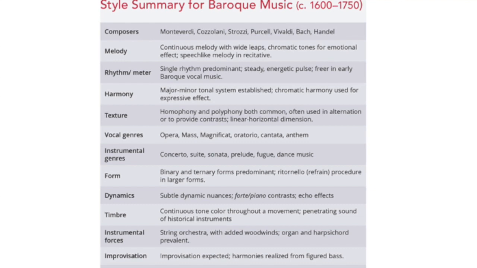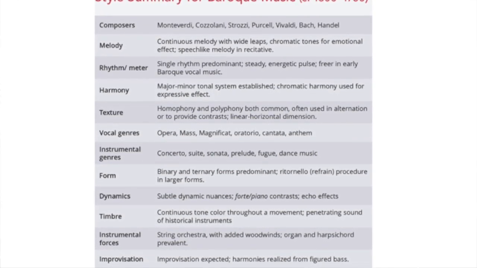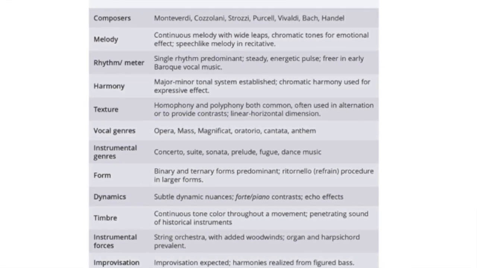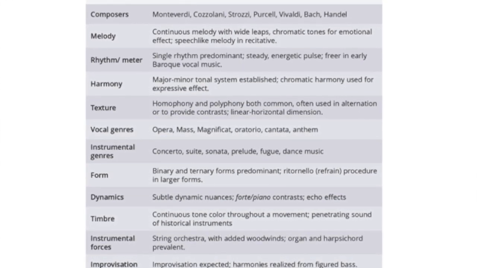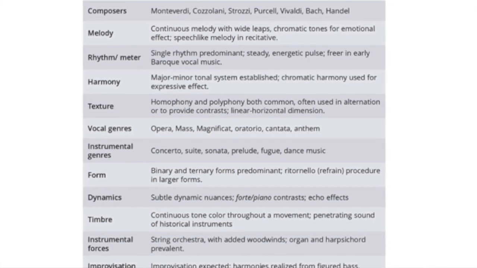And here is a style summary of the music of the Baroque period from 1600 to 1750, the various composers that we talked about, and how they use rhythm and meter and harmony and the vocal genres and instrumental genres. So this is a nice little snapshot of this period. And that's it for chapter 28 and the end of part 3.